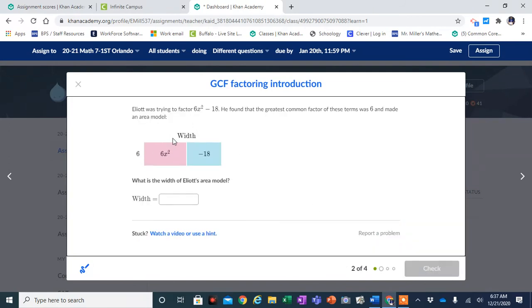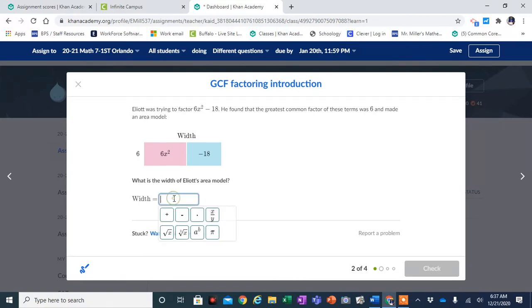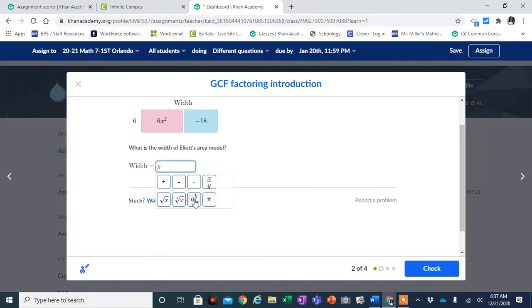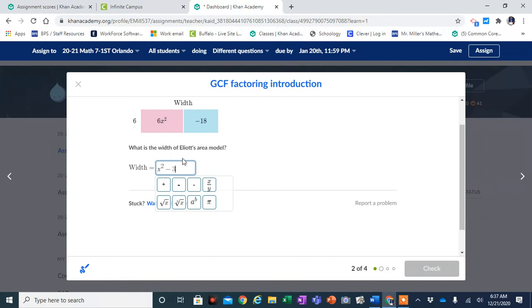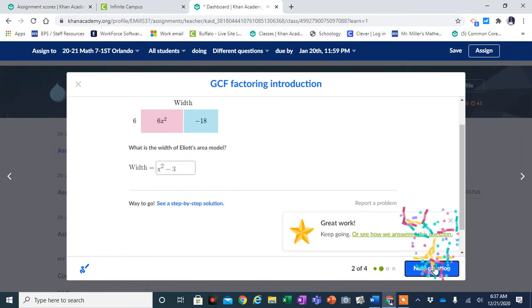Okay, so we need 6 times what to get 6x squared? That would mean we need an x. We press the AB key, 2. So that's x squared. And then we need a minus 18, so it's going to be 6 times a negative 3. So 6 times x squared is 6x squared. 6 times -3 is -18.